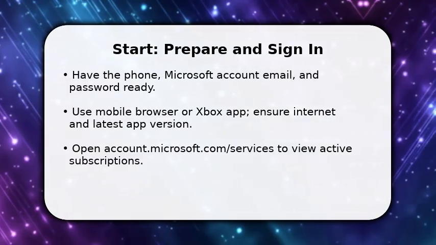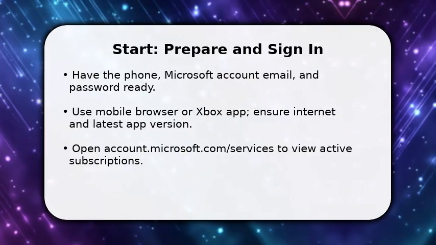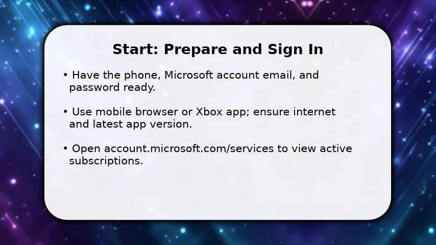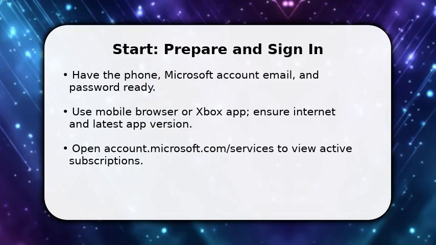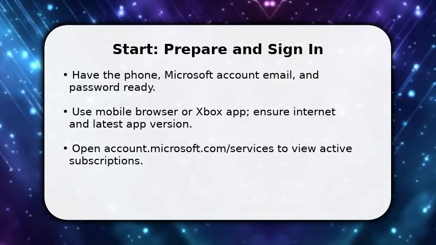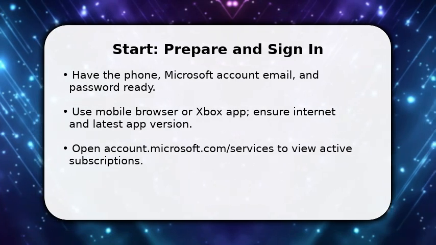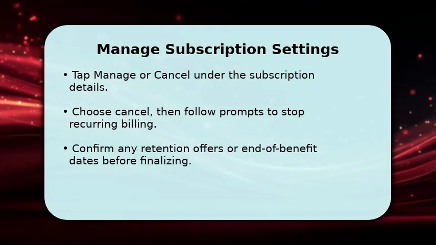Once signed in, look for Xbox Game Pass Ultimate under Subscriptions. Make sure you're on the correct account. Incorrect accounts are the usual roadblock. Tap the subscription entry to reveal billing details and the Manage or Cancel option so you can proceed to the next step. You're now in the Manage area.